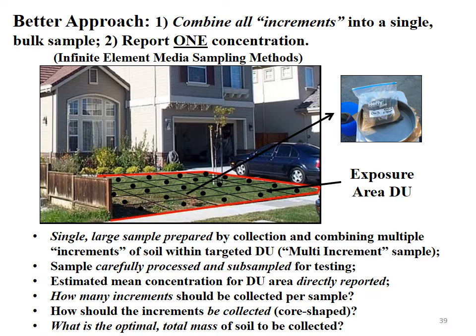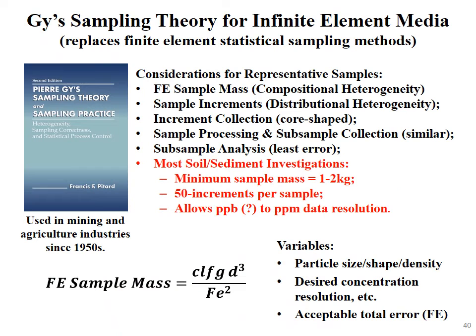The only questions that come up here then are how many increments should be included in a single sample, and also how they should be collected in the field. It's very important to collect core-shaped increments through your targeted depth of contamination or soil. And also a big part of this is what mass of soil should be collected. This is the foundation of Pierre Gy's sampling theory for infinite element media.